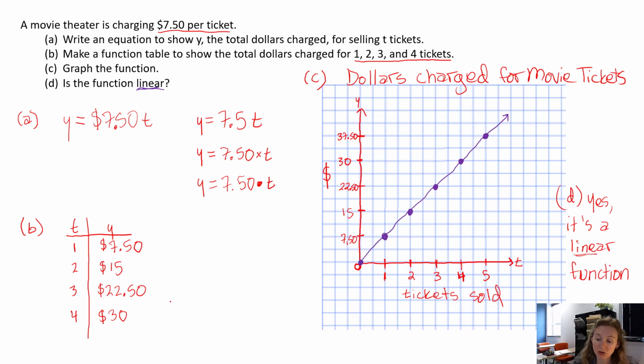And we could show that rate of change, that consistent rate of change, like this, right? Comparing the change in the y's to the change in the input, or in this case, t. So the rate of change here that we observe in the table is $7.50 per 1 ticket. And that's consistent throughout the table.